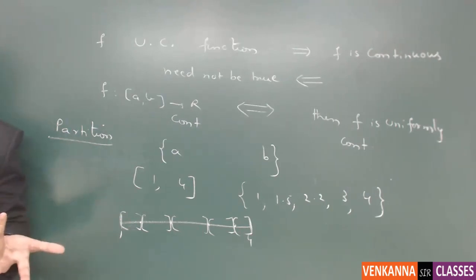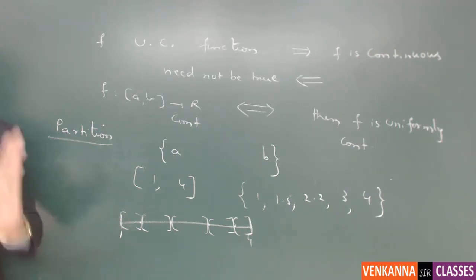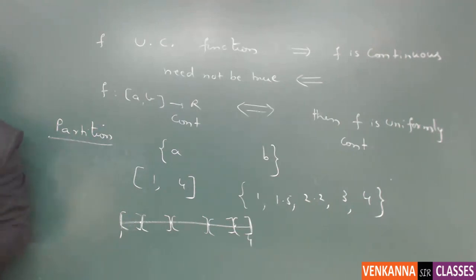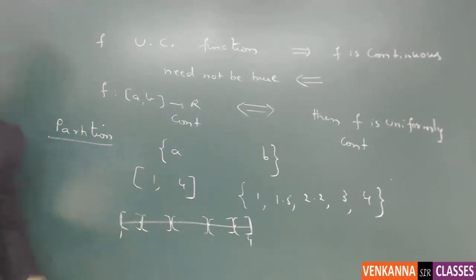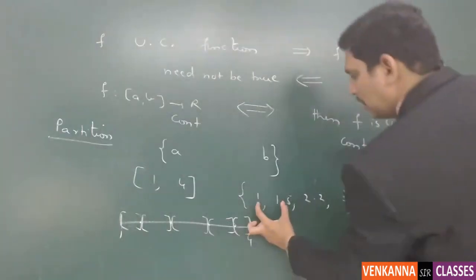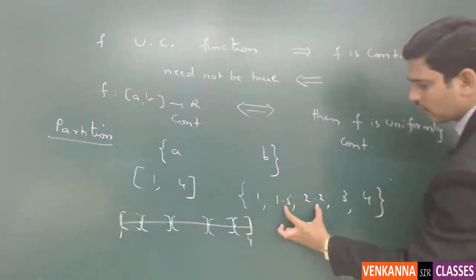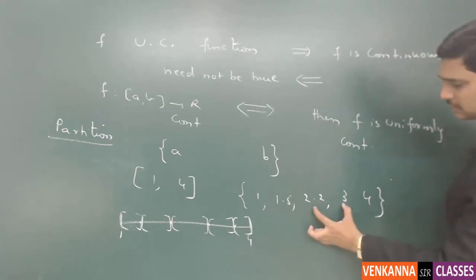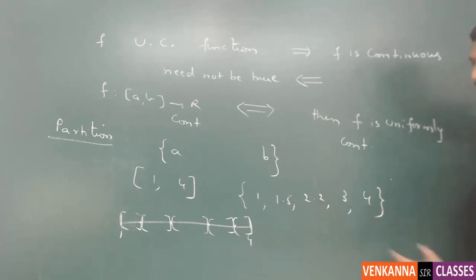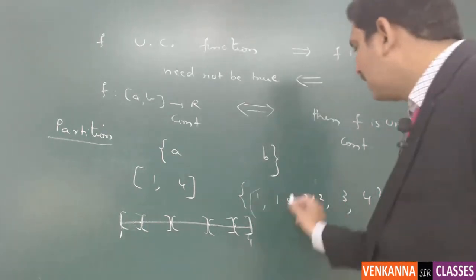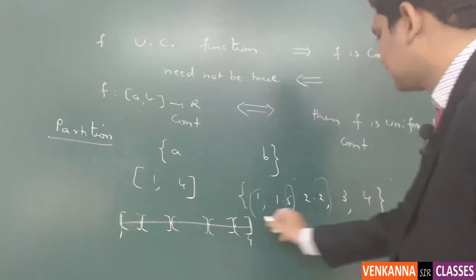Partition is not fixed. You can take equal values as 1, 1.5, 2, 2.5, 3, 3.5, 4. In different manners, you can choose a partition. So whatever the partition you consider, you will have some segments. So here 1 to 1.5, a segment. 1.5 to 2.2, a segment. 2.2 to 3, a segment. 3 to 4, a segment. So here you have one subinterval, another subinterval like this.